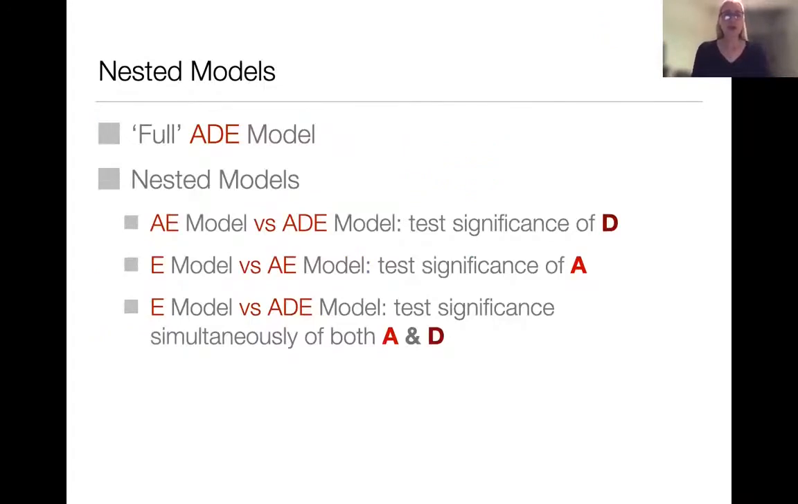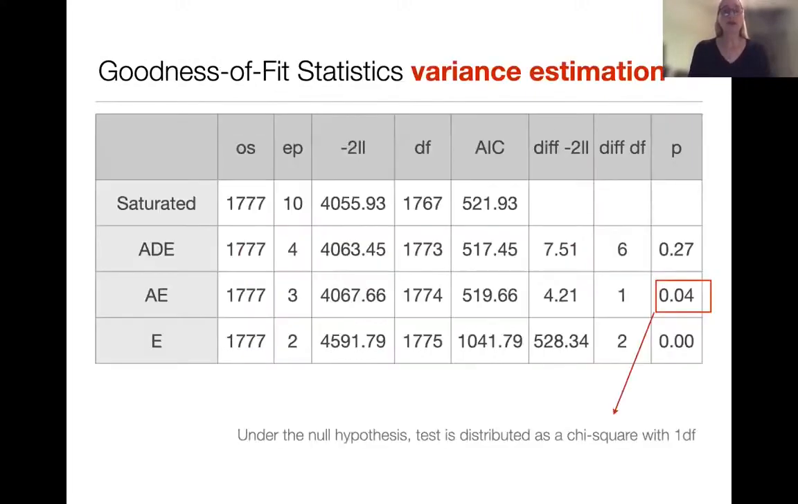So really, what we do here is consider the ADE model as our best fitting model. We're testing the significance of dominance by comparing an AE model to an ADE model. Next, we're testing the significance of A, or any genetic factors, by comparing the E model to the AE model. If we compare the E model to the ADE model, we test the simultaneous significance of A and D. And here are the results, the goodness of fit statistics for these subsequent models.